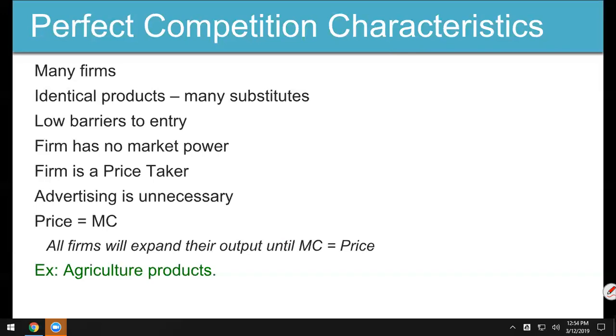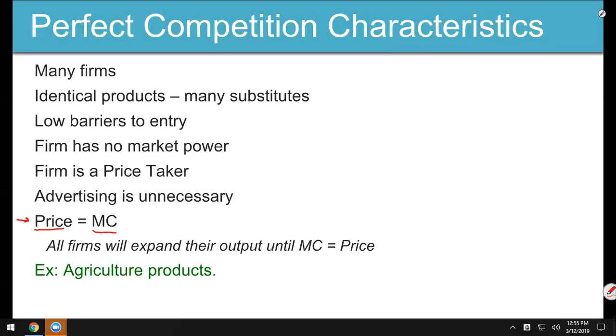This is the profit maximizing rule. The company is going to produce at the point where the price that they make is equal to the marginal cost to produce, because at that point they've gotten all the money out of this thing that they can.